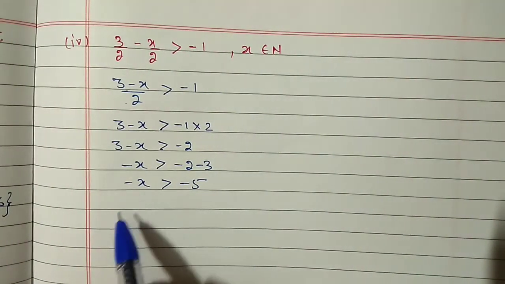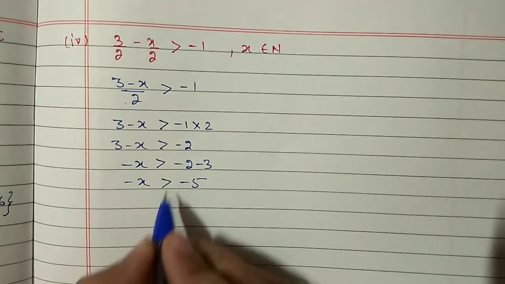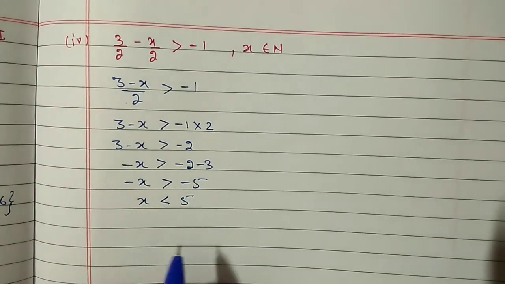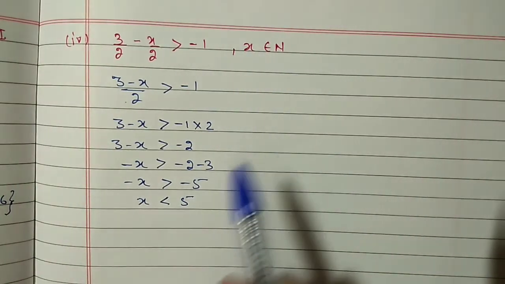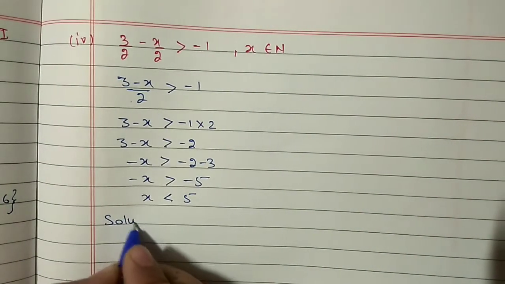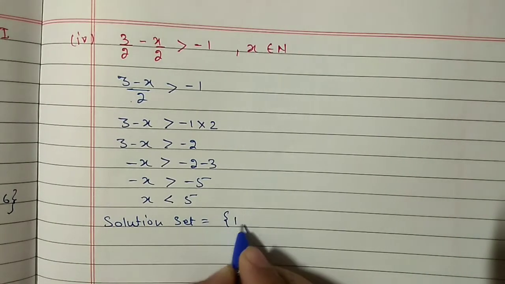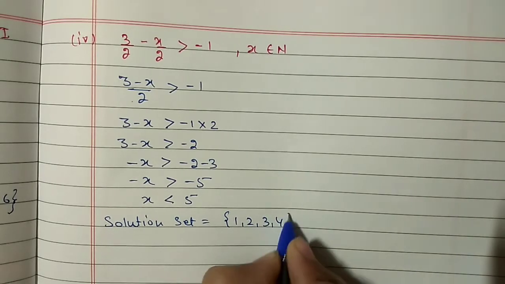Now if we cancel minus to minus, we have to reverse this symbol. So we'll get x less than 5. Natural numbers which are less than 5. So solution set will be 1, 2, 3 and 4.